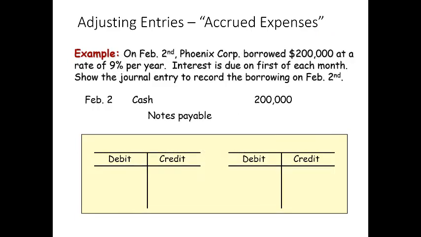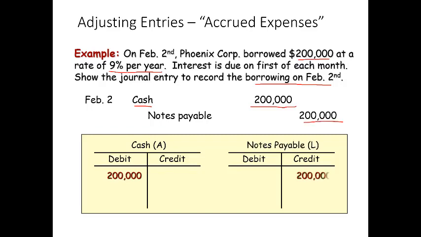All right, so here we have Phoenix Corp again. February 2nd, they borrow $200,000 at a rate of 9% per year. This is an accrued interest example. Interest is due on the first of each month. Show the journal entry to record the borrowing on February 2nd. On February 2nd, we borrow $200,000. We debit cash to increase that asset by $200,000, and we credit note payable to increase that liability by $200,000. So we have a liability of $200,000 and cash of $200,000.